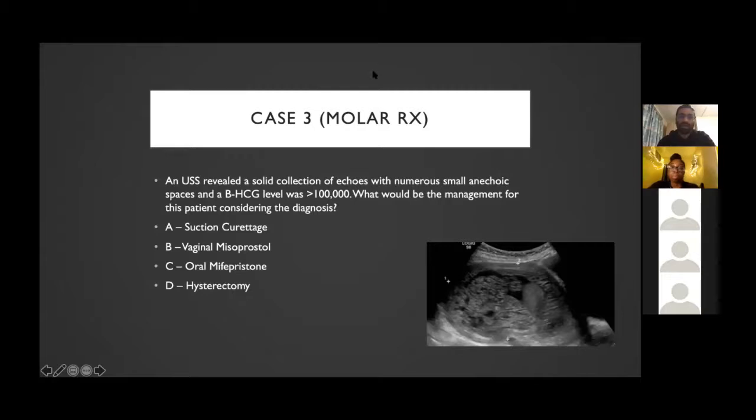Okay, so again, another mixed bag of suction curettage or oral mifepristone. The answer is suction curettage, and generally for molar pregnancy, you'd want to go for suction curettage. That's the first line. Medical management wouldn't be oral mifepristone, it would be misoprostol, and is not generally advised but can be used. Suction curettage is generally the first line, and you wouldn't want to do a hysterectomy because it can easily be removed.